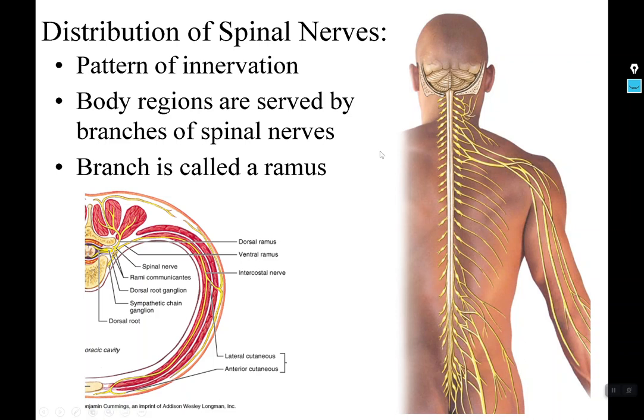And then this image from your book is just showing you the posterior aspect of all of the spinal nerves, and you can see that the intercostal nerves are relatively short, and then we have these braid-like networks of nerves where we have to communicate with an appendicular limb, so an arm or a leg or a neck.